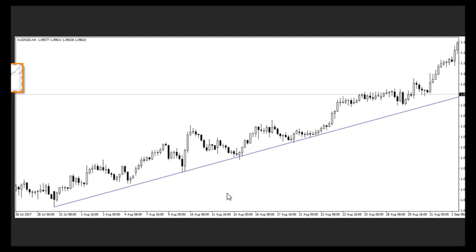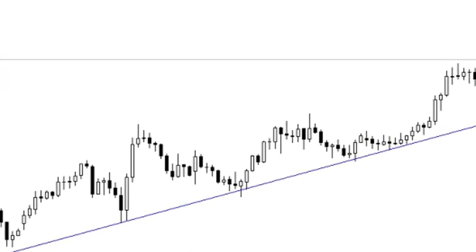The second way is to trade the engulfing bar pattern with trend lines. So I will try to show you how to use trend lines in combination with the engulfing bar pattern to make your trading decision.